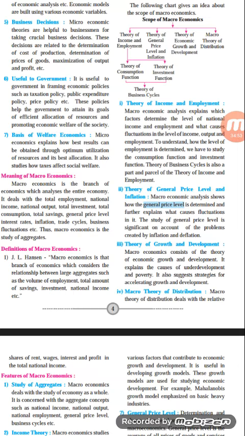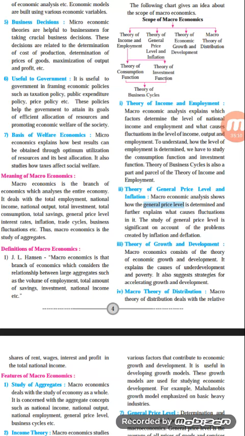The second theory is a theory of general price level and inflation. The third one, theory of economic growth and development. And the fourth one is a theory of distribution. Let us see the first one. Theory of income and employment.